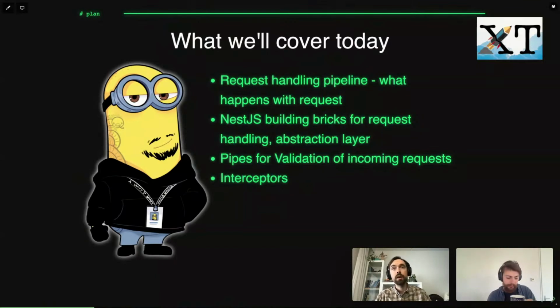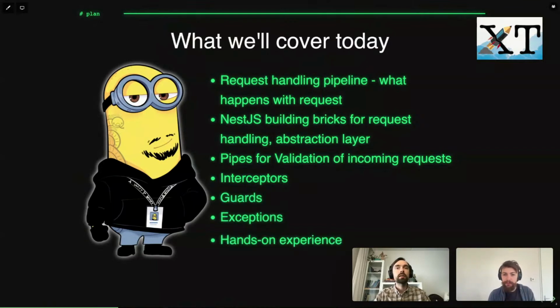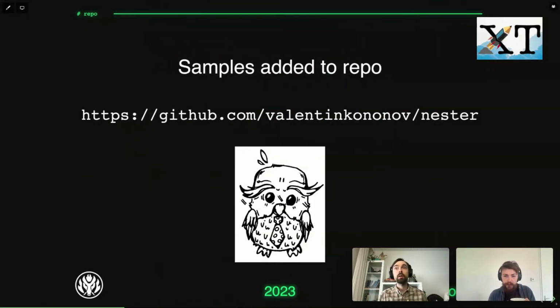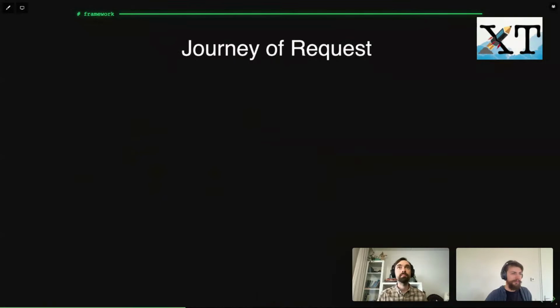We'll talk about interceptors, which is a very interesting concept. I will talk about guards, exception filters, and a little bit of hands-on experience of how those things can be used. As usual, as in episode 1, all the samples you are able to find in this repository, valentin.kononov/Nestor. For now it's quite old, so maybe it's already time to add more samples there, but it still serves the purpose of the current NestJS setup.